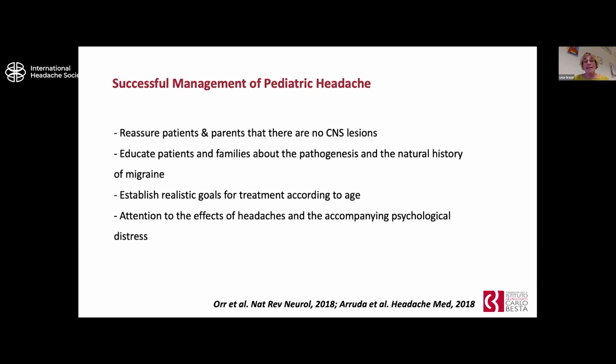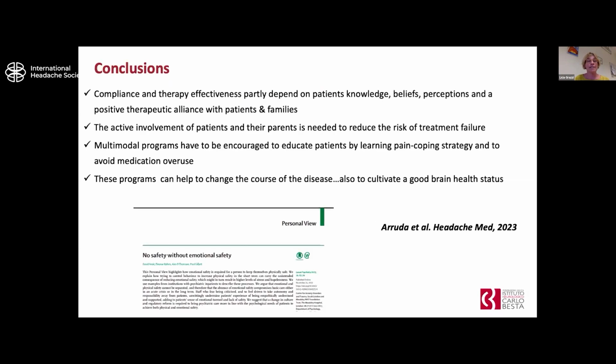The successful management starts with a good history and different factors collection at the beginning. So it goes through the reassurance of patients and parents, to educate patients and families about the pathogenesis and the natural history of migraine, to establish realistic goals for every patient that we meet, and to be careful of the effects of headaches and the accompanying psychological distress.